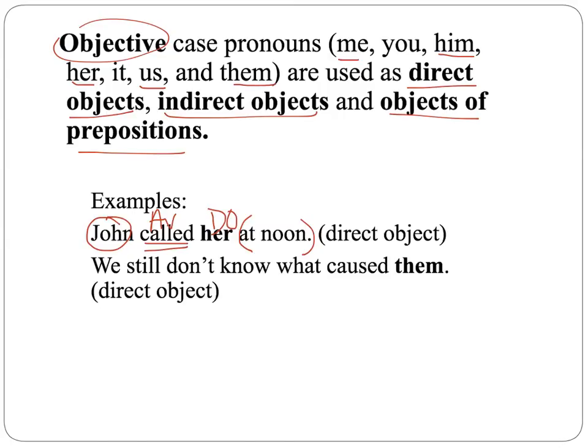Here's a sentence with a clause. We still don't know what caused them. Do know is our first verb. Caused is the second verb. Subject of do know is we. Still is an adverb, telling to what extent you know. Do know is an action verb. Do know what? What caused them? What is the subject. Caused is an action verb. Them is the direct object.